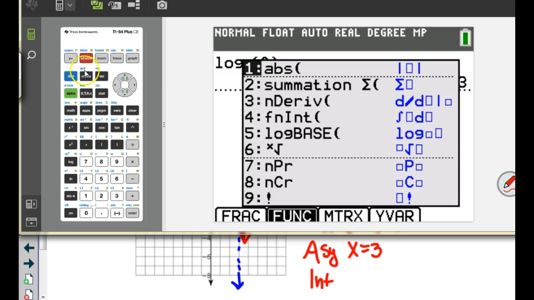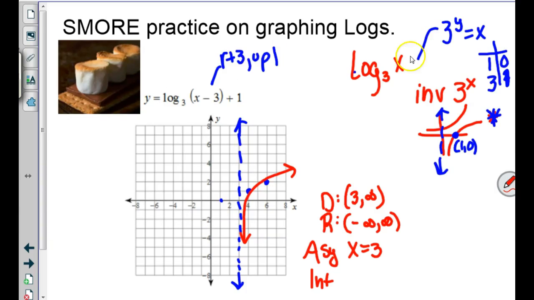There it is. It's alpha window, and then it's the number 5 one there. Okay. I just knew it was under one of the F function keys, but all right.